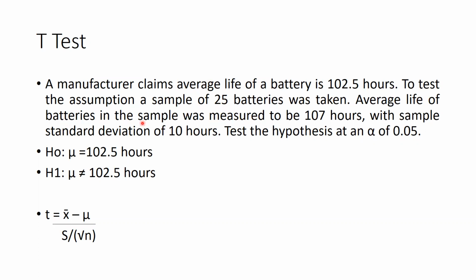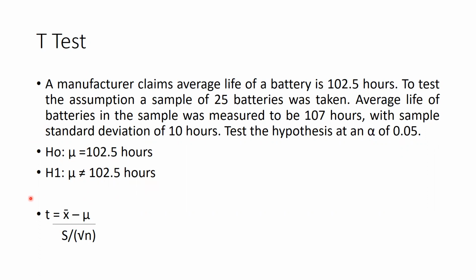And the average life of batteries in this sample was measured to be 107 hours. That means x bar, the sample mean, is 107. With a sample standard deviation of 10 hours, the standard deviation, s, is 10 hours, and we test the hypothesis at an alpha of 0.05. That means we are testing at the 95% confidence level. So the null hypothesis would be mu equals 102.5 hours. That is already written here. And H1 would be mu is not equal to 102.5 hours.